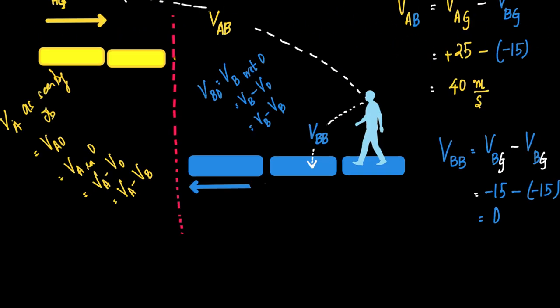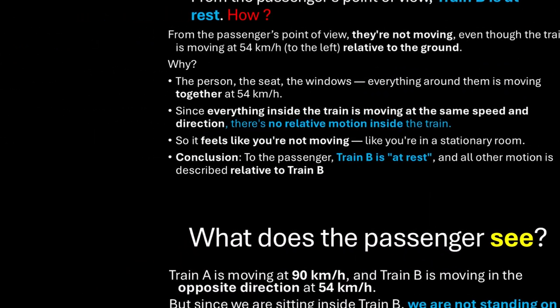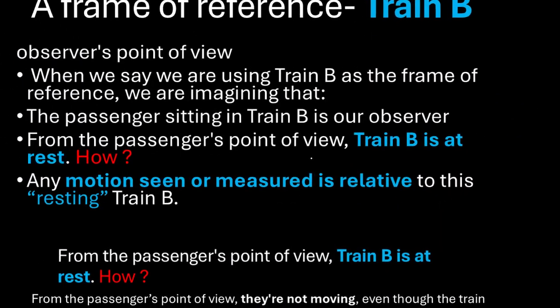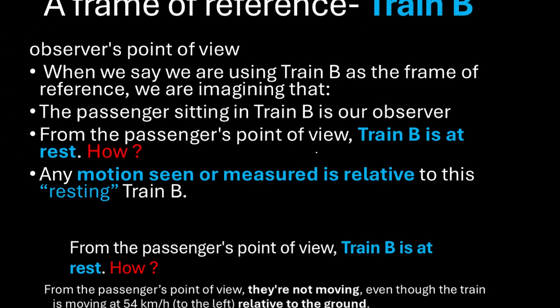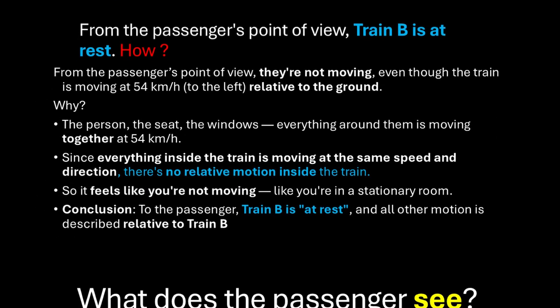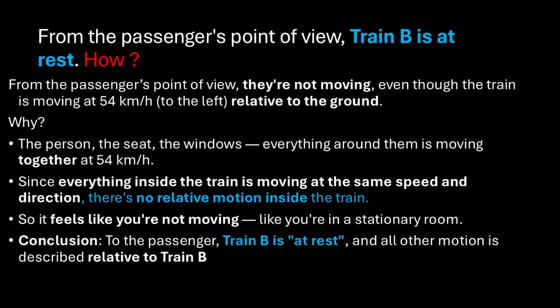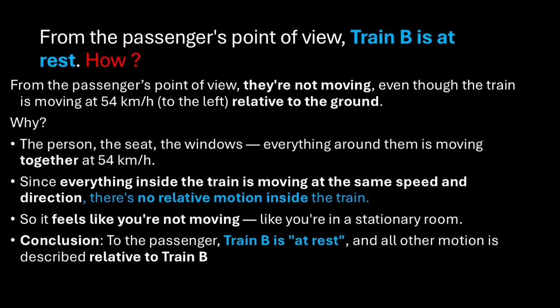Okay, so we were discussing the sentence: from the passenger's point of view, train B is at rest. How? We discussed that in detail. Now let's see the rest of the part. How is the motion visualized from the passenger's point of view? From the passenger's point of view, they are not moving, even though the train is moving at 54 km/h to the left relative to the ground.